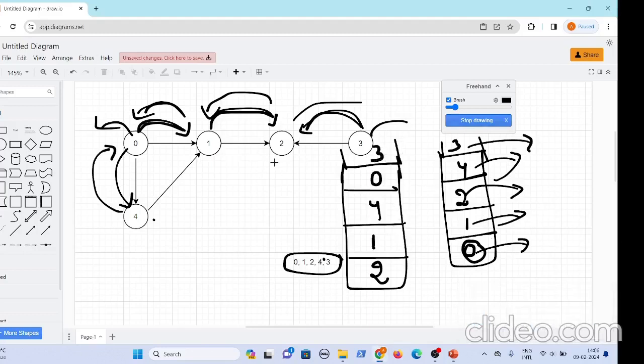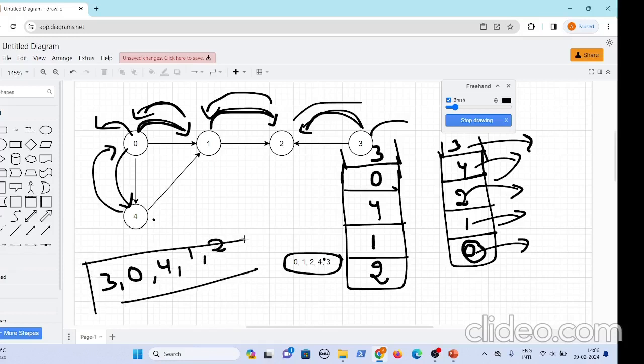Once you have completed DFS, pop out the values in the stack. When you pop out, what will come? 3, 0, and then 4, and then 1, and then 2. This is my topological sorting output. This is so simple. You are just doing the DFS, but the only thing is, in DFS, you pop out when you trace back. Here, you should push into the stack when you trace back. That is the only difference.